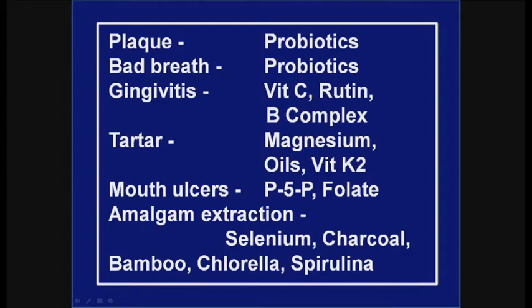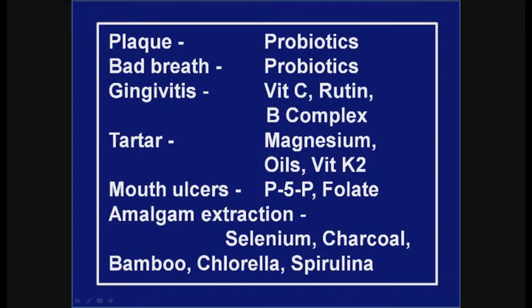Gingivitis, inflammation of the gums, we need to have anti-inflammatories. Vitamin C here, rutin. B complex is important. And I think I'd add in there clove. We've talked about clove before, but clove is very anti-inflammatory, as is turmeric, but clove is actually a lot more anti-inflammatory than turmeric.